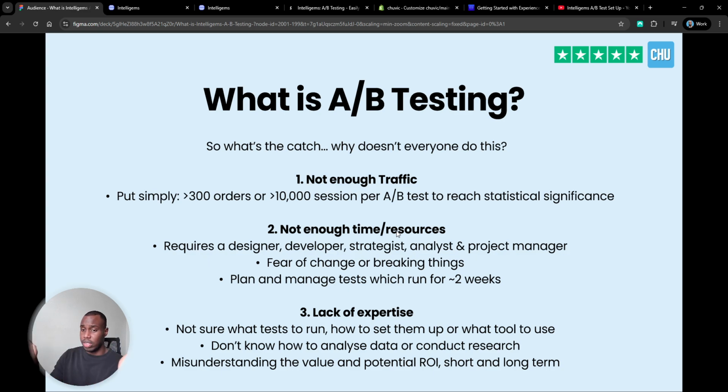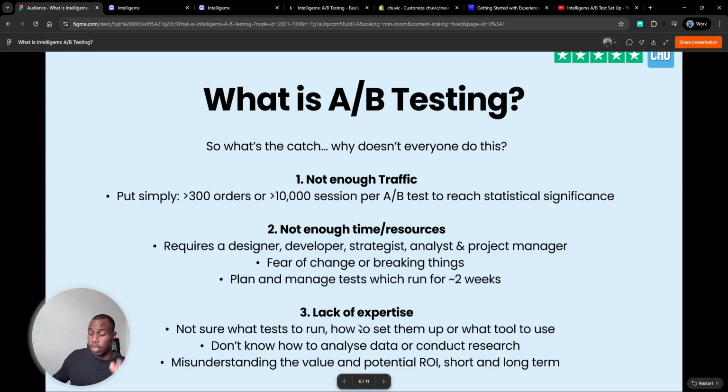So yeah, that's quite resource intensive, and it requires expertise and skill, and people don't want to break things or mess things up or go through the period of learning that. Obviously it's a skill like anything else, you need to spend time, usually months and years, learning it and become really good at it. And then people also don't have the time to plan and manage tests which run for weeks. Ideally you want to be running 3 A/B tests a month usually, so that's quite resource intensive to manage.